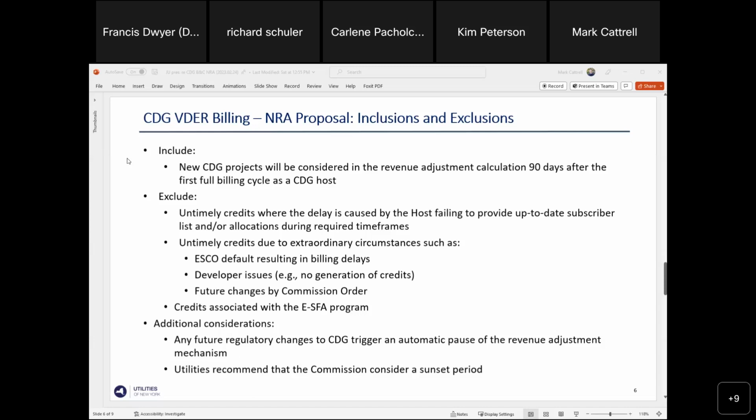We'd also like to say that any future regulatory changes to the CDG program would trigger an automatic pause of the NRA mechanism to allow utilities to implement those changes before being subject to an NRA on future changes. And finally, the JU recommends that the Commission consider a sunset period for the NRAs. As automation takes hold across utilities, the kinks get ironed out and metrics show desirable performance, NRAs should be evaluated. So I'll turn it over now to my Con Ed colleagues to further explain our proposed NRA methodology.